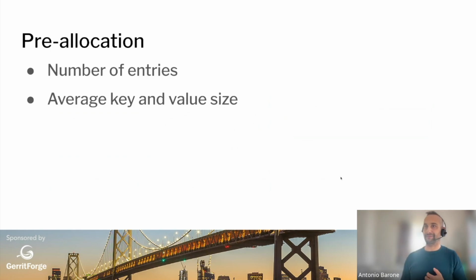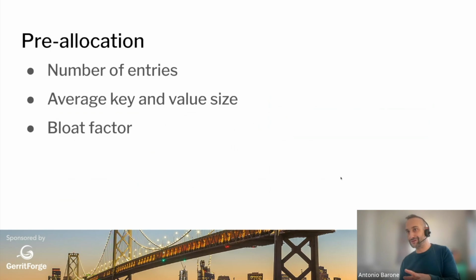And also, if you don't get the first two right, you can basically have a margin of error, which is called the bloat factor in the Chronicle Map world. This basically defines how much the map is allowed to grow beyond its configured entry count before it refuses to insert any more entries.